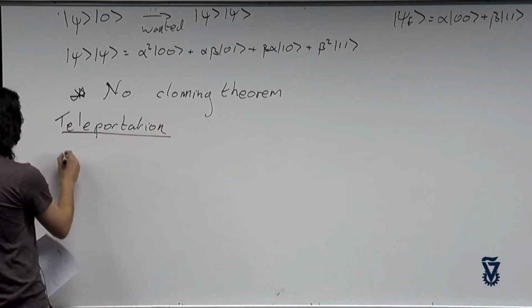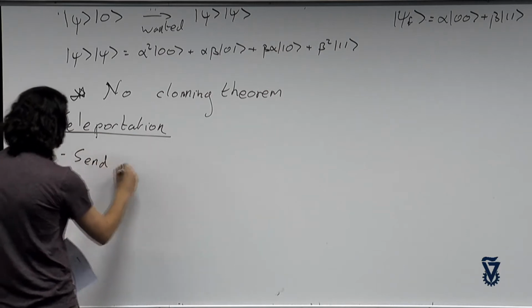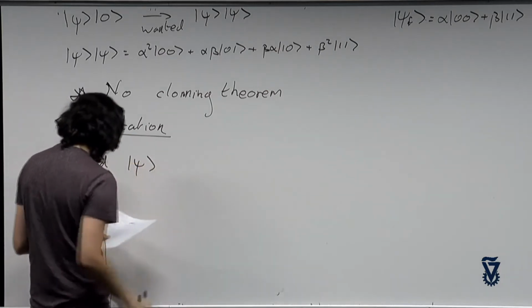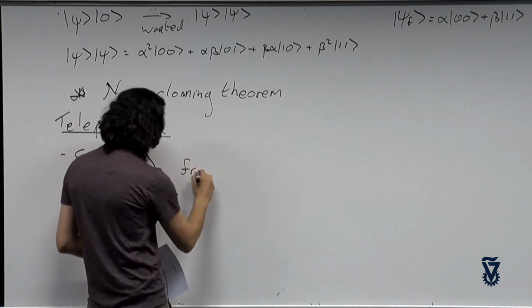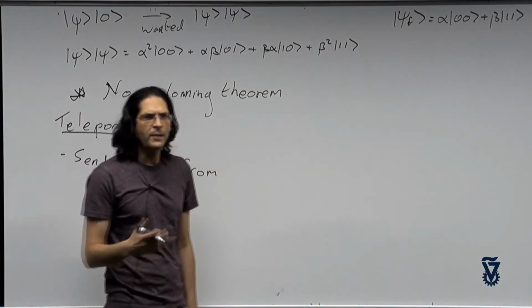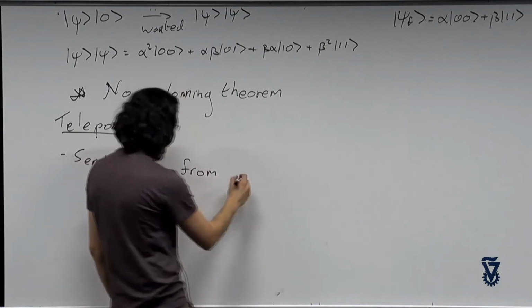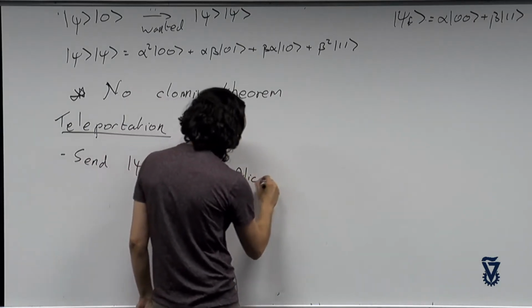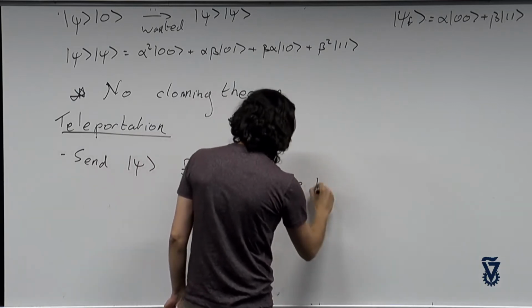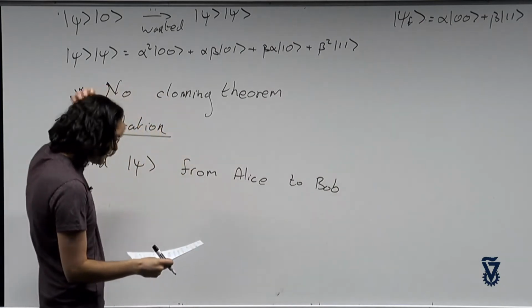So in this teleportation example, we're going to ask the simple question: we have a state psi, and we want to send psi, which will be a qubit, from who to who? In quantum information, who do we use? Alice and Bob. Thank you. All right. From Alice to Bob. So we want to send this qubit from Alice to Bob.